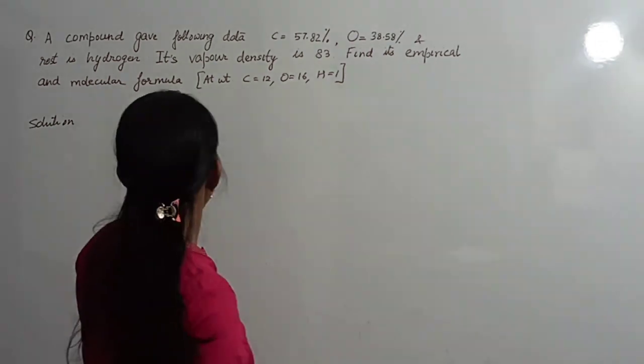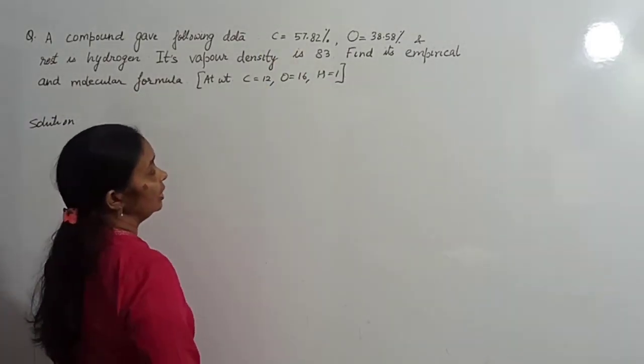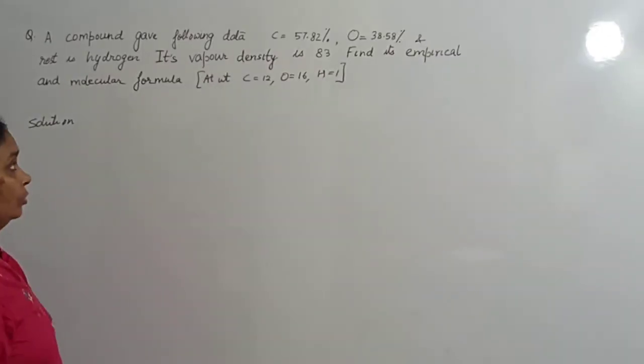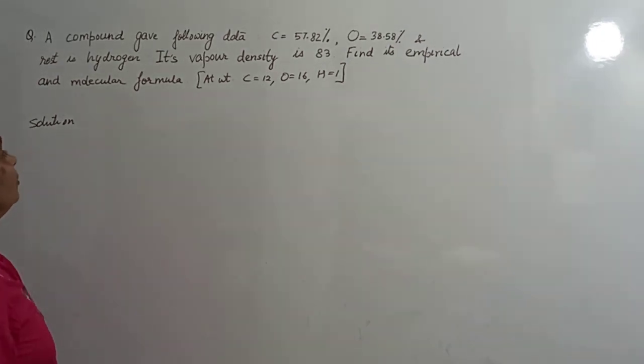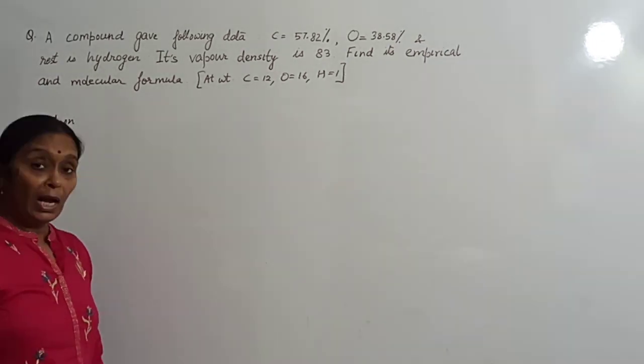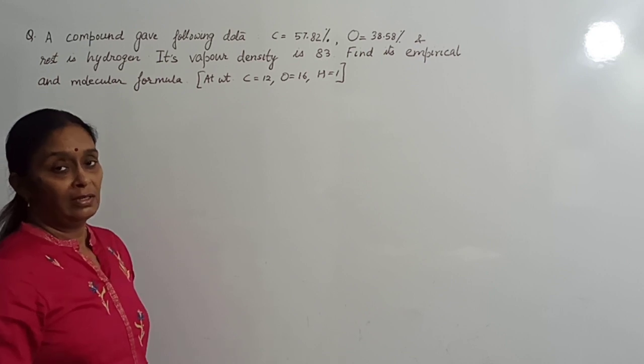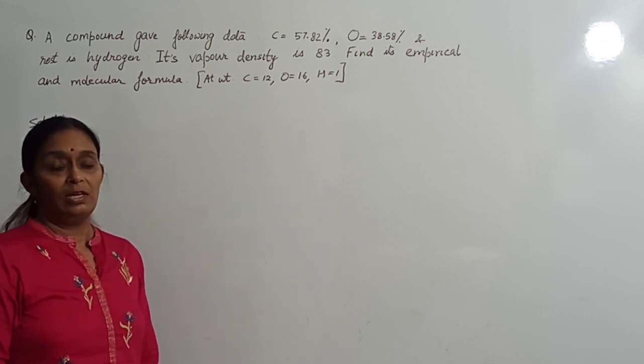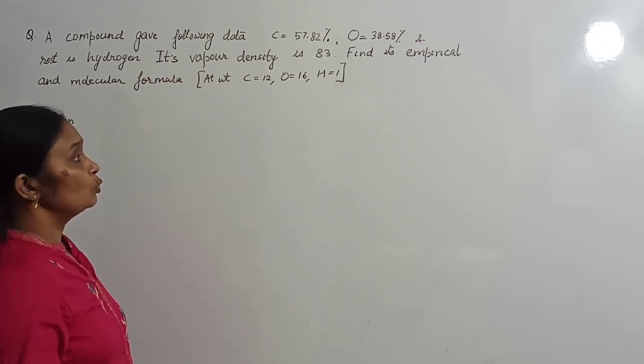So the question is, a compound gave the following data: carbon 57.82, oxygen 38.58, and the remaining is hydrogen. Its vapor density is 83. Find its empirical and molecular formula. Now, as we have done in the numericals which we have discussed in the last few classes, we are going to do the same thing.